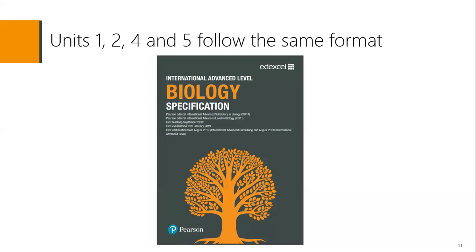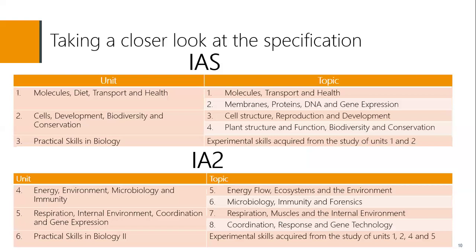So, for example, if we go back again, the 2 themes in topic 1 are molecules, transport and health, and membranes, proteins, DNA and gene expression. And then in topic 2, we've got cell structure, reproduction and development as one topic, and plant structure and function, biodiversity and conservation as the second topic.